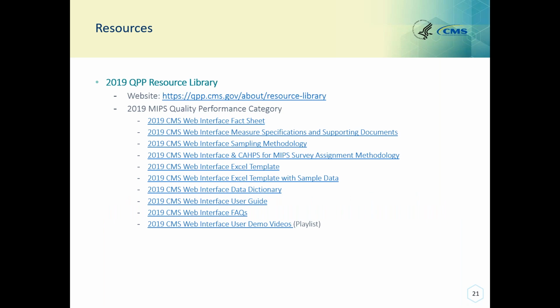Please note that the 2019 materials providing information on the MIPS Quality Performance category are available on the Quality Payment Program Resource Library. We encourage you to review these resources if you have questions regarding quality measures and reporting requirements for the CMS Web Interface. We'll continue to communicate any future postings and upcoming support calls. Next slide, please.